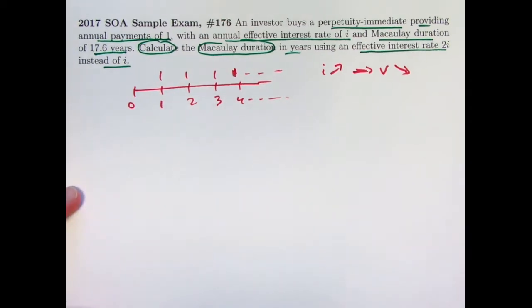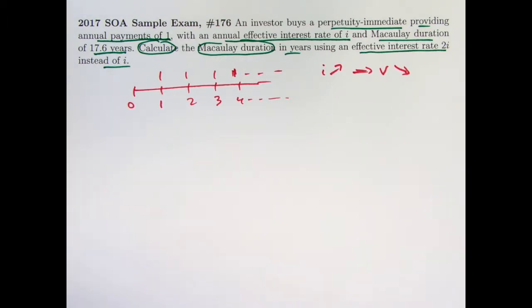And when you look at the sample exam problem, the first 3 choices are less than 17.6, and the last 2 choices are bigger than 17.6. You should know that as i increases, the duration goes down. You should pick one of those first 3 answers, okay? It's got to be one of those 3. All right, but now let's go ahead and do the calculation.